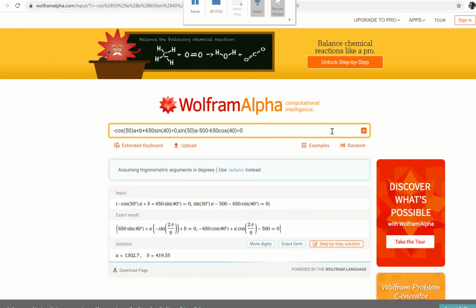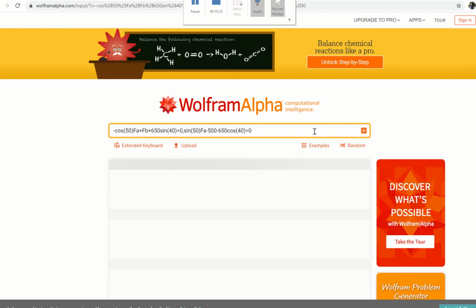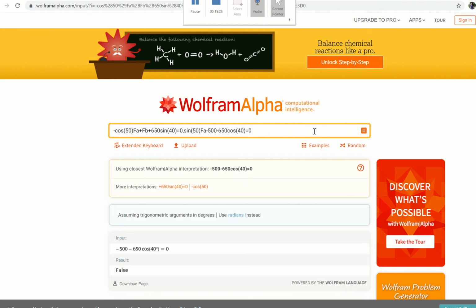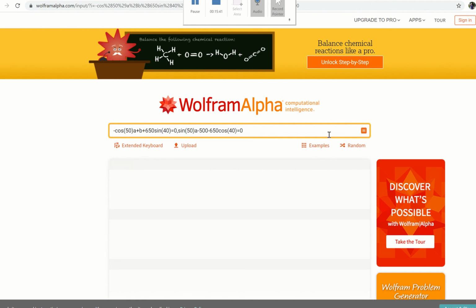After refresh, what do we see? This has been changed to sine 50 times A. That's good. Another thing I want to play with: I'm going to write this as FA and change that as FB, to see if they consider that as one variable. Just curious. Okay, they are confused with that because they think F is a variable and A is a variable. So in that situation, just use one letter. So just A. All right, let's try that.